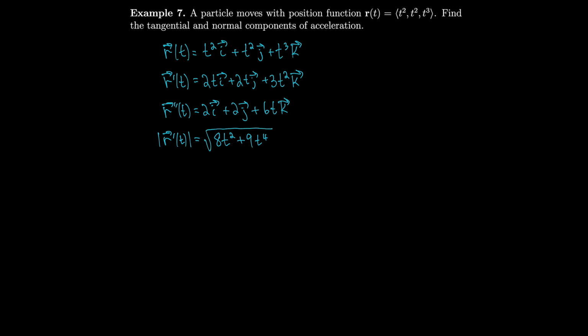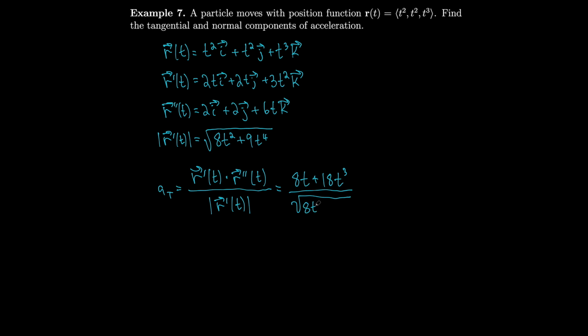Okay, so now that we've got all our ingredients, let's get the tangential component. So that's just r prime dotted with r double prime over the length of r prime, which is pretty easy to compute because it's a dot product, not a cross product. So the dot product is just 8t plus 18t cubed, and we got the length was the square root of 8t squared plus 9t to the 4th.